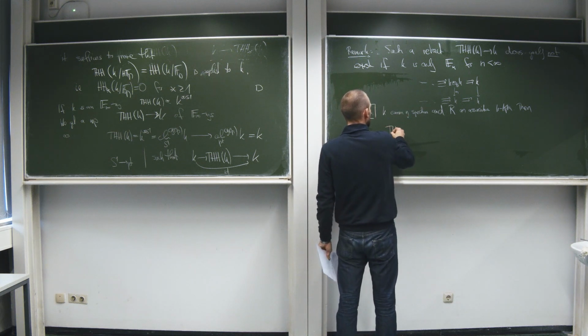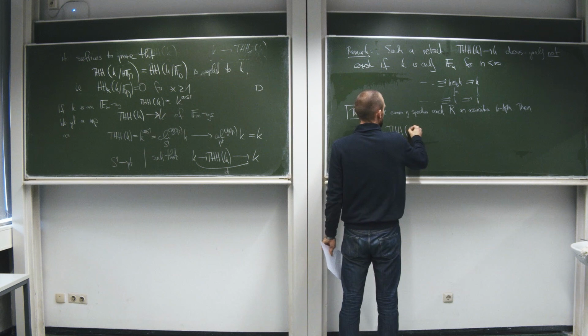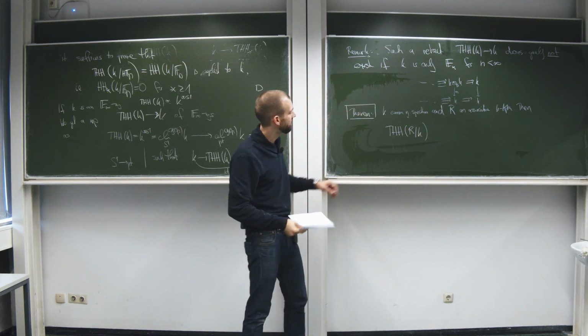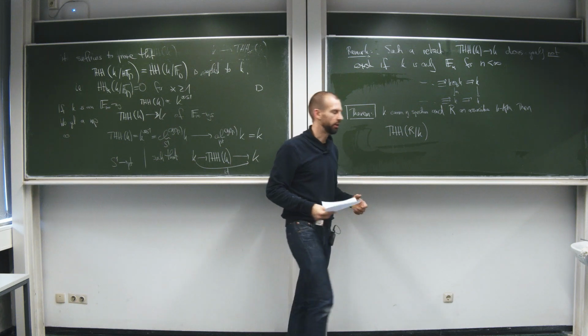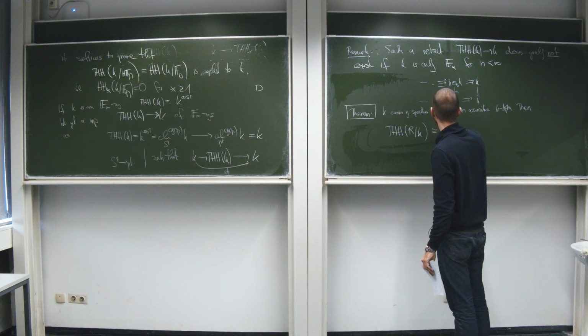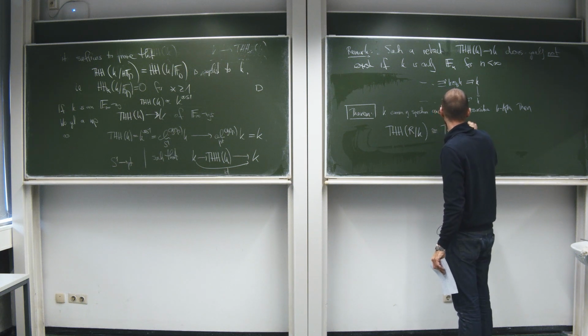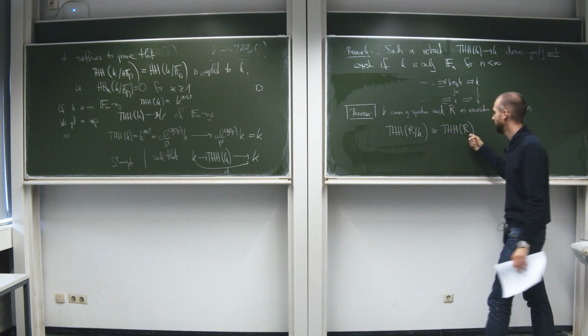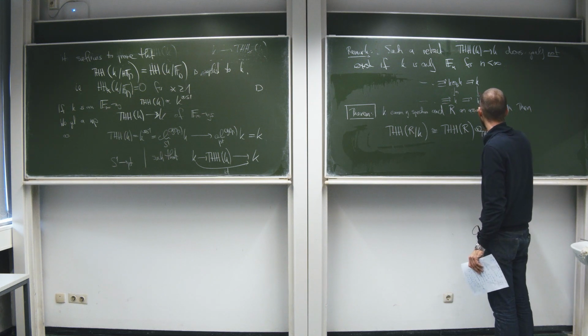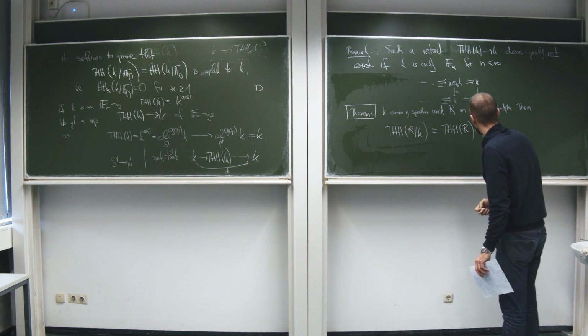We can attempt to compute THH relative K. And the question is, what has this to do with the absolute THH of R? And the claim is that this is equivalent to THH R, so in other words, THH R relative to the sphere, tensored over THH K. So that's the point.